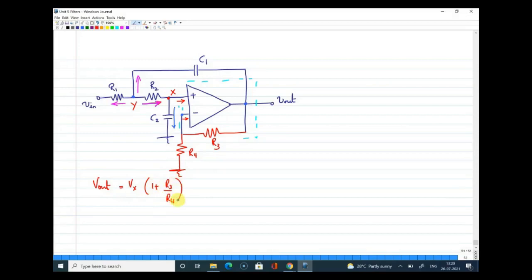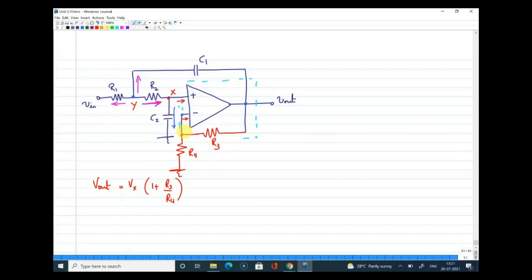This is the additional gain, because previously Vout was equal to Vx, but now Vout and Vx are related through this, or I can say that Vx is equal to Vout into R3 by R3 plus R4, in this form we can write it. Is that clear? So if I bring this back to the previous analysis, now Vout is this.